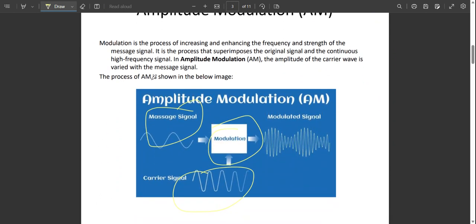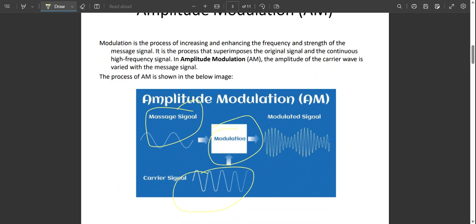Okay, so what is amplitude modulation? Amplitude modulation is the process of increasing or enhancing the frequency and strength of the message signal. So what is the message signal? Message signal is actually the signal that we want to send from one place to another. Along with that message signal in the modulator, we will have a carrier signal. So what is the carrier signal? Carrier signal is the signal which carries the message signal.